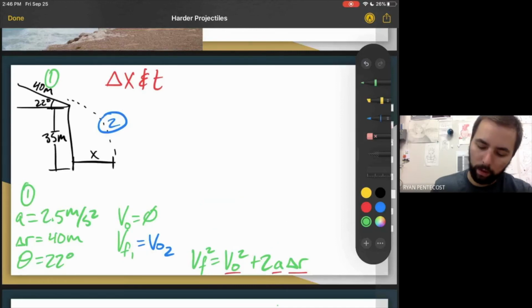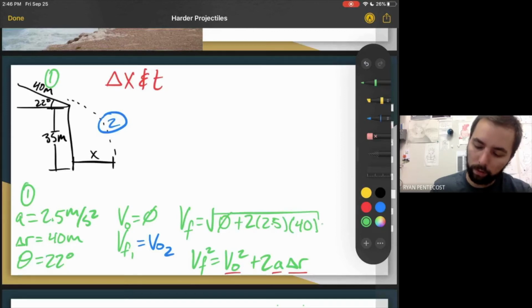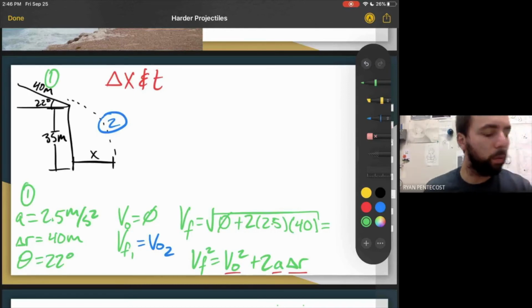So V final is the square root of V naught squared, which is 0, so 0 plus 2 times 2.5 times 40, all under the square root. So let's see, we have 2 times 2.5 is 5. 5 times 40 is 200. Square root of 200, I don't know that one. 14.14.